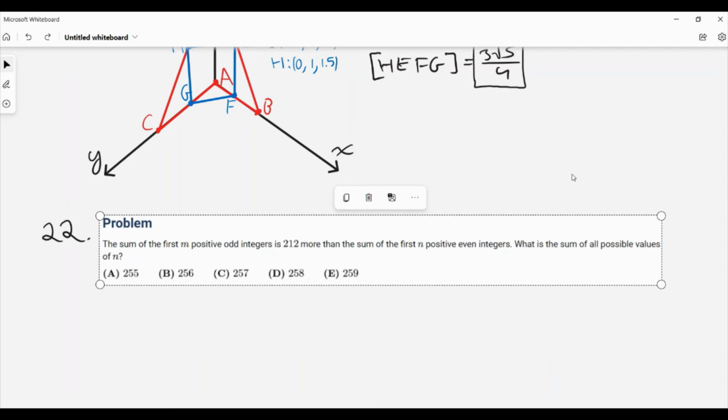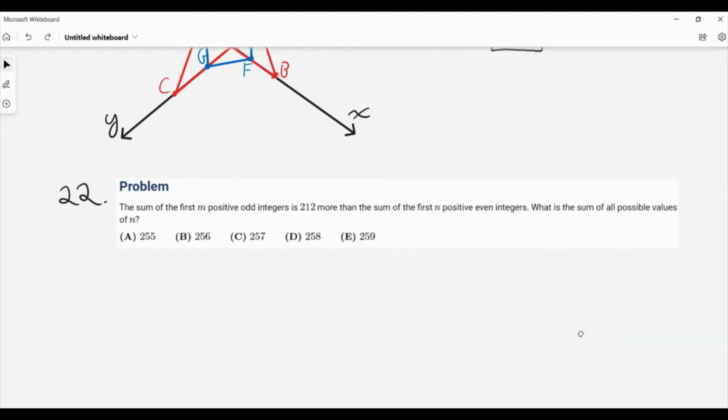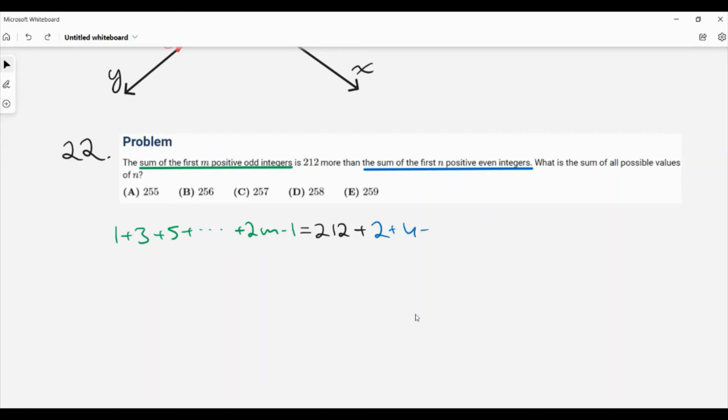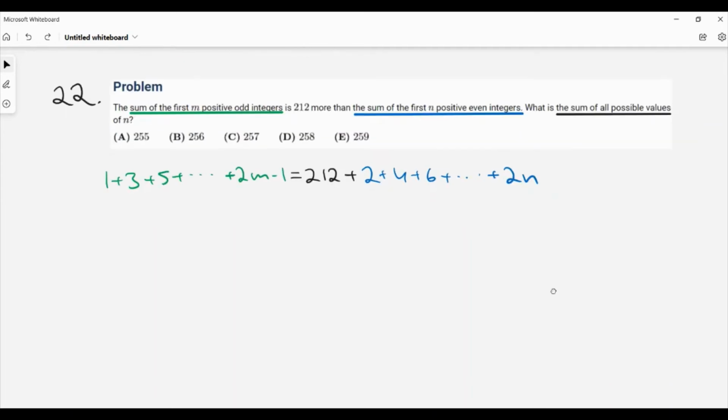So now here's problem 22. This is definitely the highlight of this video. The sum of the first m positive integers, so that can be written as 1 plus 3 plus 5 all the way to plus 2m minus 1, where there are m terms in the sequence, is 212 more than the sum of the first n positive even integers. So this time we're summing even integers, and that can be written just like this, given that there are n even integers. What is the sum of all possible values of n?